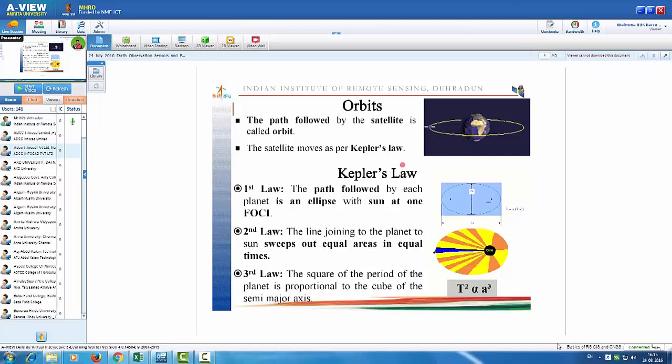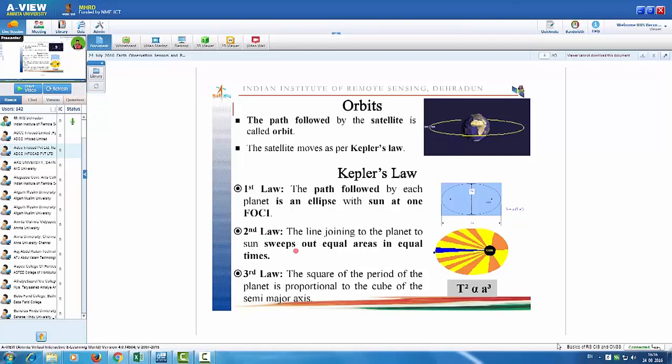The satellite moves as per Kepler's laws. There are three Kepler's laws. The first law says the path followed by each planet is an ellipse with the sun at one of the foci. You can see this elliptical path, and one focus of that ellipse is the sun. This is the major axis and this is the minor axis of the elliptical orbit. Satellites revolving around Earth also follow elliptical paths, and they can even be circular. When eccentricity becomes 0, the ellipse becomes a circle.